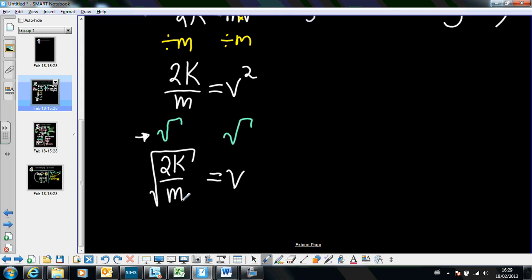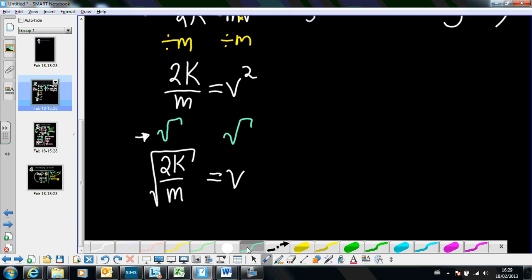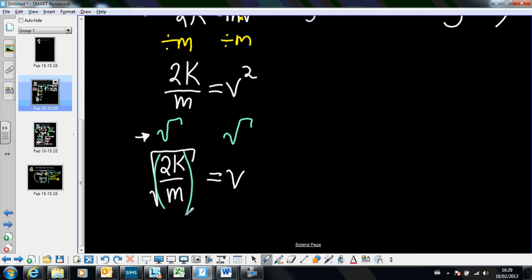And the square root acts like a bracket. You can put brackets in as well if you want. They're a little bit superfluous, really. A little bit unnecessary. But there's the formula rearranged to make v the subject.